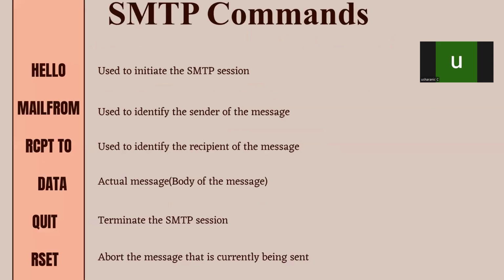So this is the working of the SMTP protocol. These are some of the commands available in SMTP. The first command is HELO, used to initiate the SMTP session. Next is MAIL FROM, used to identify the sender of the message. The third one is RCPT TO, used to identify the recipient of the message. DATA contains the actual message, that is, the body of the message. QUIT is used to terminate the SMTP session. And RSET, that is reset, is used to abort the message currently being processed.